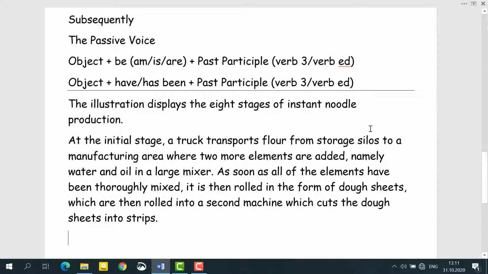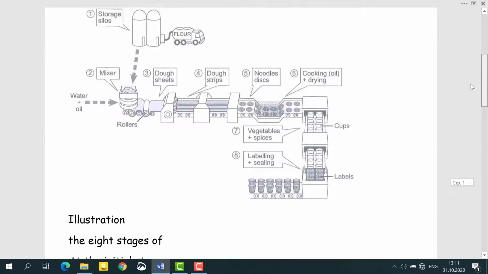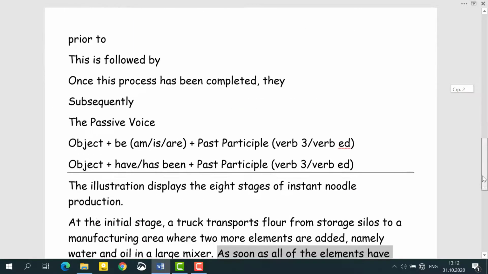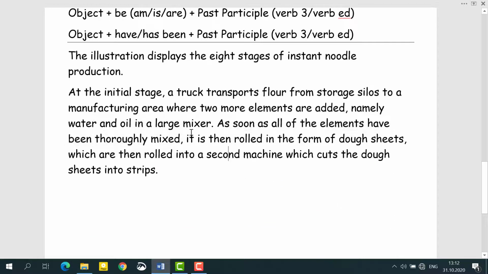Okay, now let's just look at the sentence. As soon as all of the elements have been thoroughly mixed. Thoroughly means entirely, completely mixed. It's obvious that there is a mixer, and what does the mixer do? It mixes all of the elements, okay? So in this case, we've got three elements: flour, water, and oil, okay? And we have mentioned this. Next, it is then rolled in the form of dough sheets, okay?